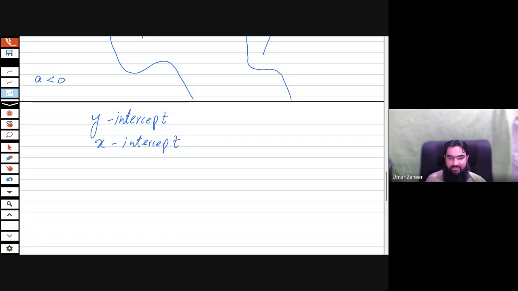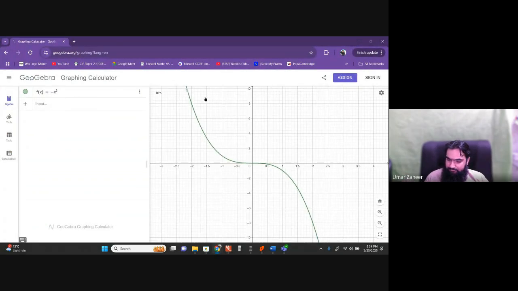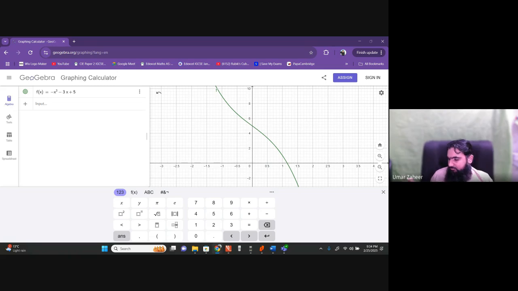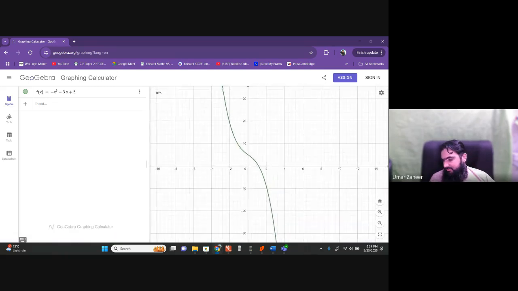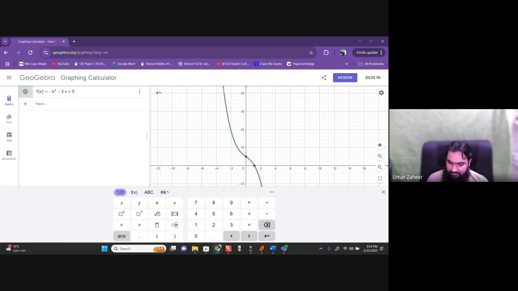x-intercept, if the graph is given, you must know where the graph is going to cut the x-axis. For example, if I take the graph from here, minus 3x plus 5. Right, look at here. It is not going to be bigger, but the shape of the graph is from left to right because it is negative. I will take a positive one. All right.